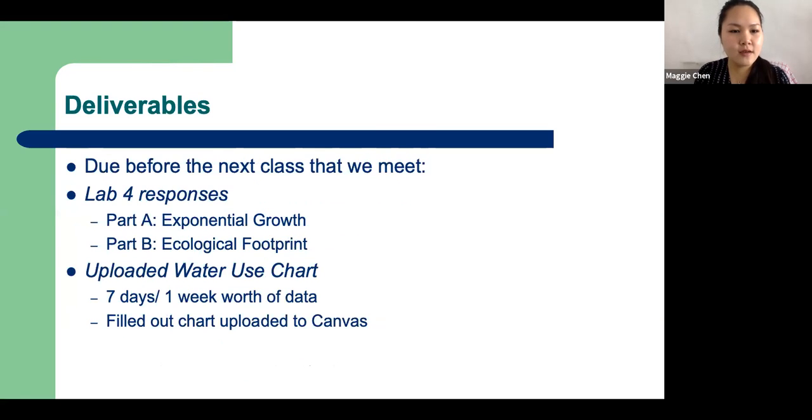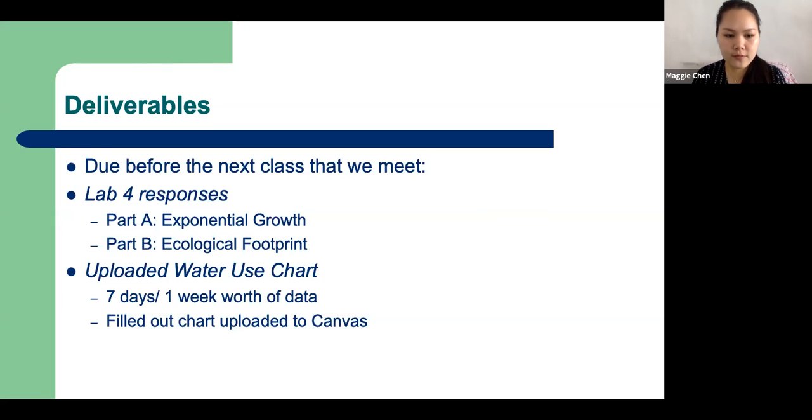So the deliverables for today. Before we meet for next class, you're going to be turning in your Lab 4 responses. On the Canvas page for Lab 4, there is a Word doc with questions that you're going to be answering for part A and part B. Part A, we're going over the exponential growth equation. That's a couple of questions using an equation and doing some calculations. For part B, it's your ecological footprint. You're going to be taking your ecological footprint quiz and then discussing your results.